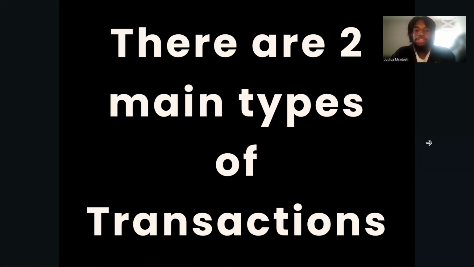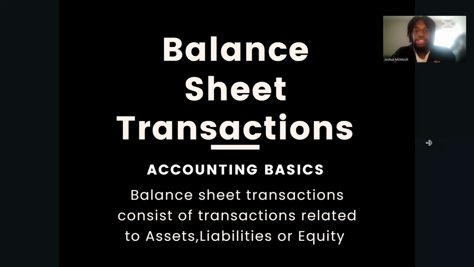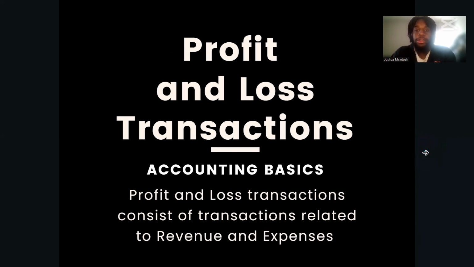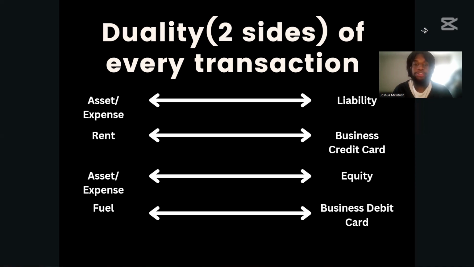There are two main types of transactions. There are balance sheet transactions, which consist of transactions related to assets, liabilities, or equity. And there are profit and loss transactions, which consist of transactions that are related to revenue and expenses. So there are two sides to every transaction. Either I can buy an asset or an expense with other people's money, like I can buy rent with a business credit card, or I can buy an asset or an expense with the money that I invested inside the business or with the money made from sales that the business made.